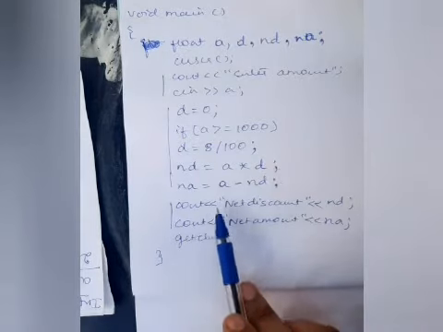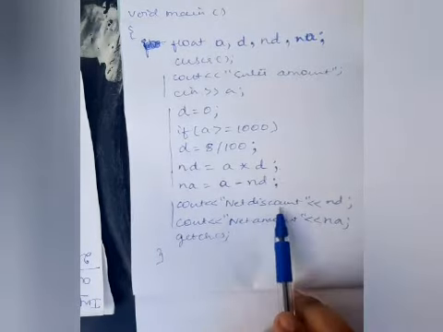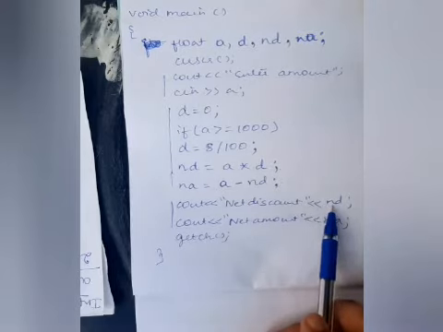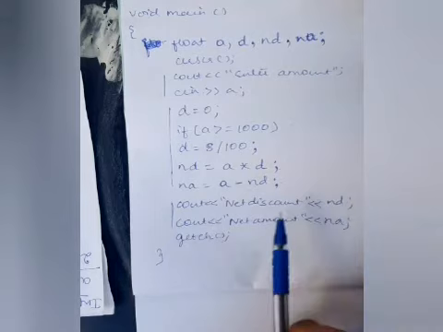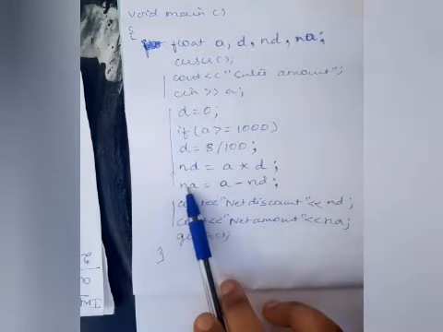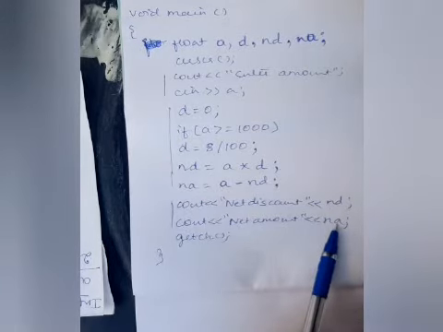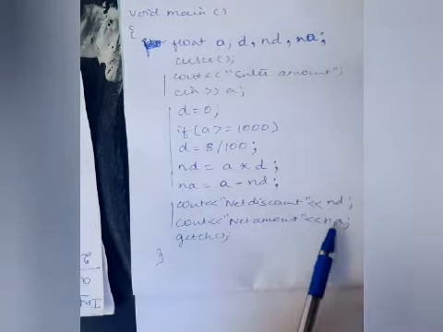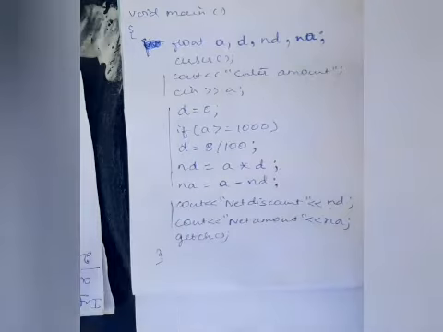What is the output statement we have? We need to print the result. That is net discount is ND. Whatever value is stored here will be printed here. Next, net amount is NA. Whatever value is stored here will be printed in this variable called NA. And at last we have the getch to display the result on the screen. Now we'll trace out the program.